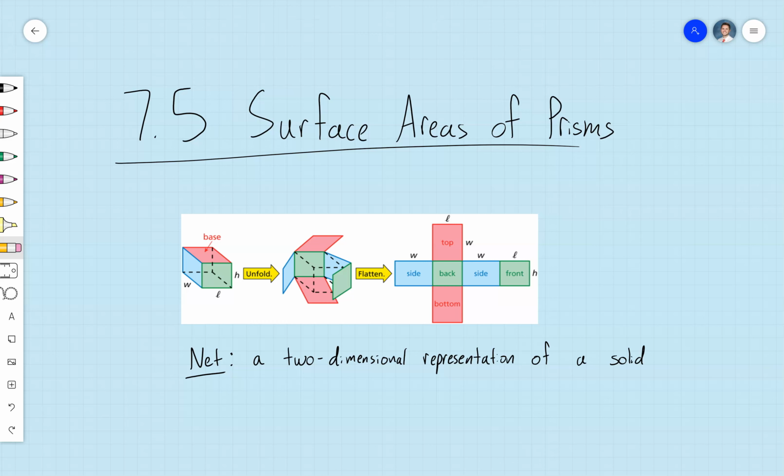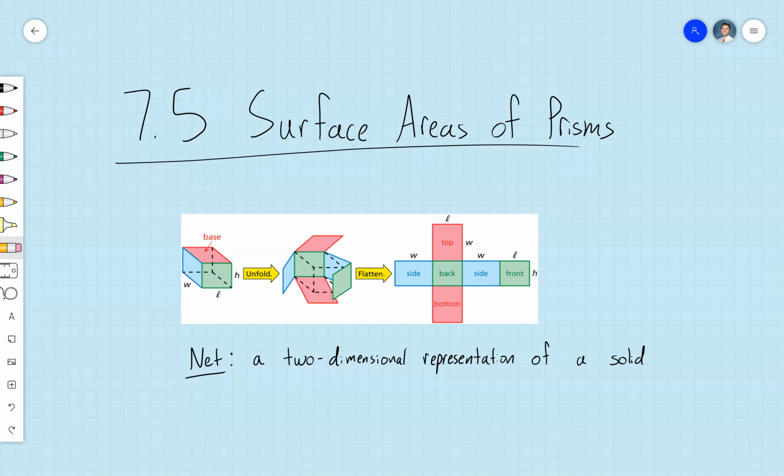So we're going to take a look at finding the surface area of solids. Surface area is the sum of all of the areas of all of its faces. If you're thinking about a box from Amazon or something, the surface area would be the area covering the outside of that box. So the area of each of the faces all added together, that would be our surface area.